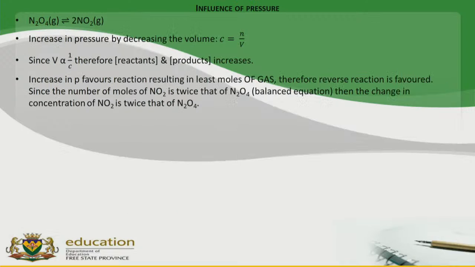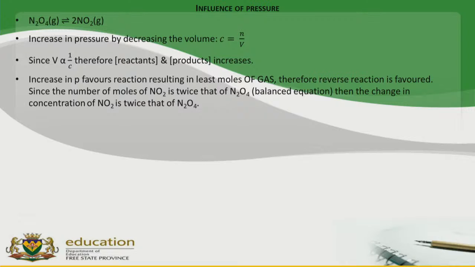Now let us do the next one. The next one is N2O4, the influence of pressure. Say for instance we have N2O4 forming NO2 and equilibrium is established. And then at equilibrium, pressure is increased by decreasing the volume. Now remember, nobody said any of the reactants were removed or added. It means the number of moles of the substances, both the reactants and the products, remain constant.